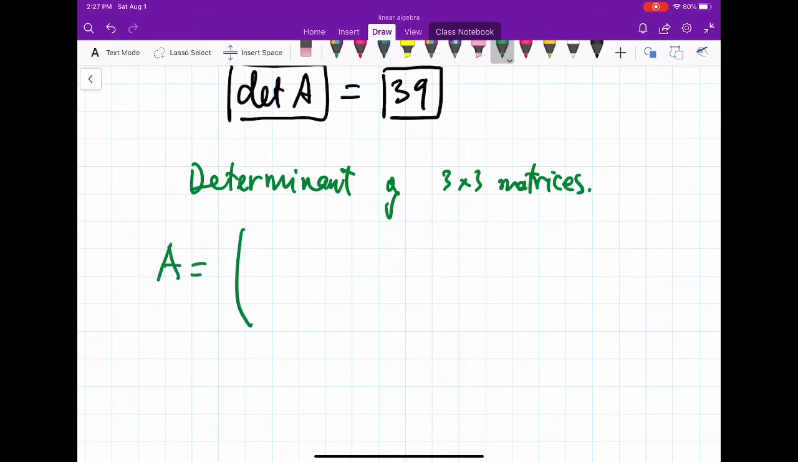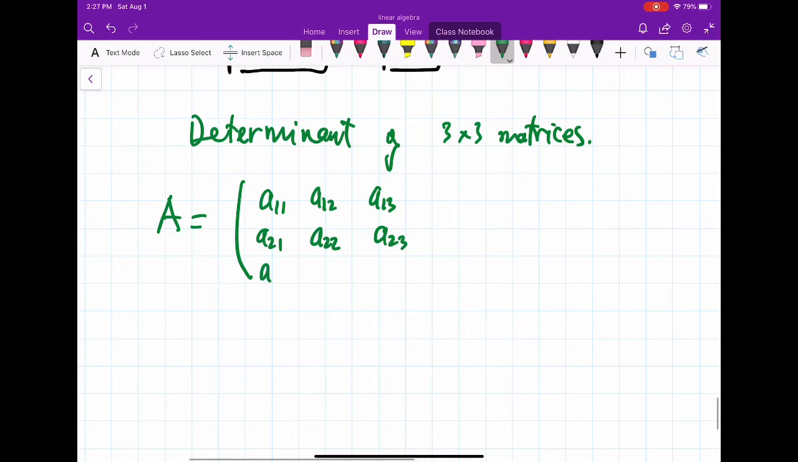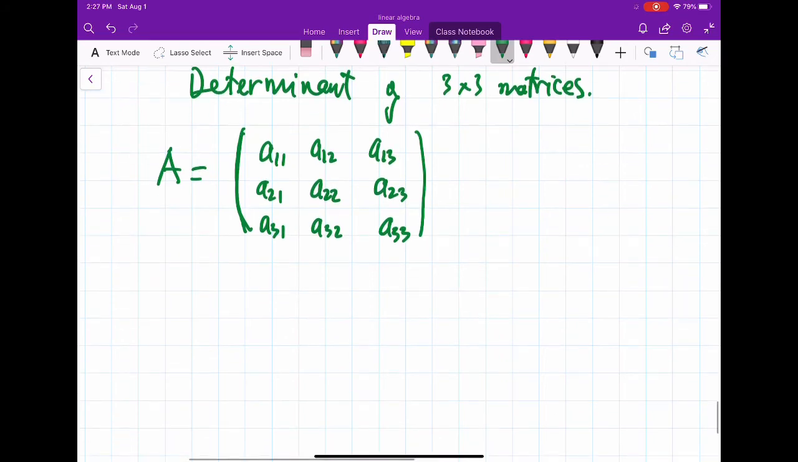Let A equal to A11, A12, A13, A21, A22, A23, A31, A32, A33. If you expand the determinant of A along any row or column using the definition, you will have the following.